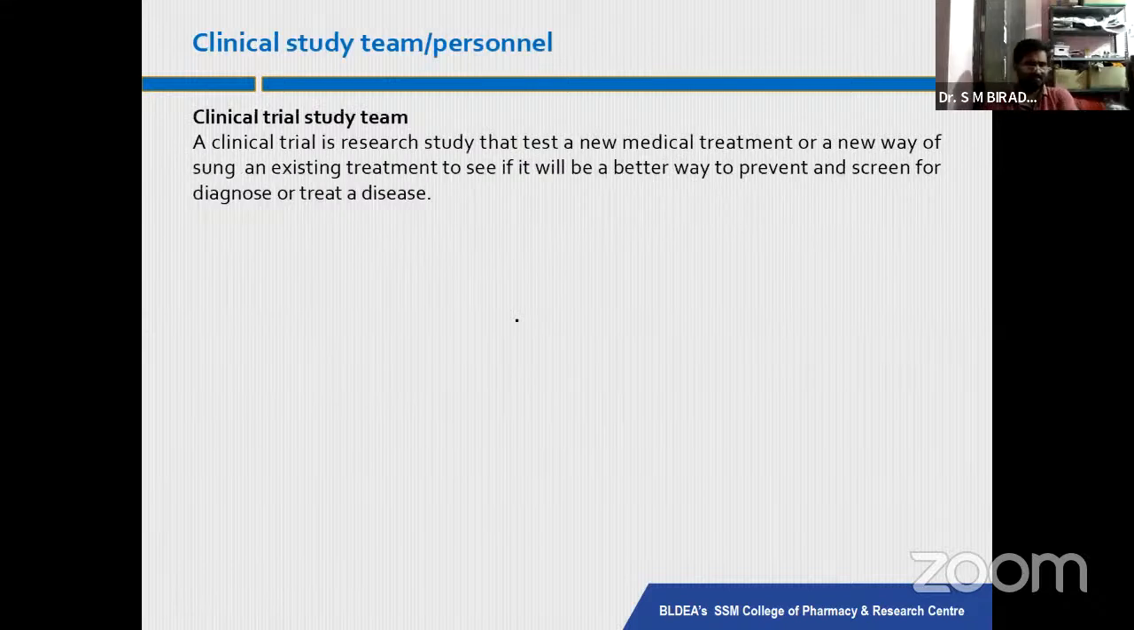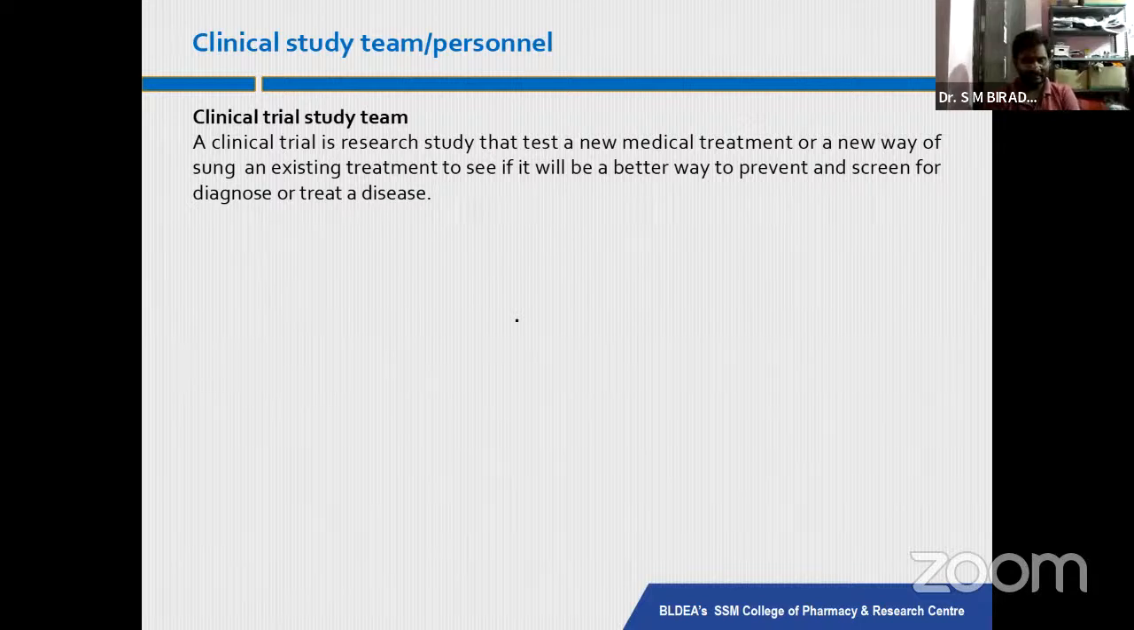Then what is this clinical trial team or person? The people who are involved in the clinical study are all called personnel. He or she might be the investigator or coordinator. It might be a pharmacist, a nurse, an auditor, a financier, or a sponsor. So everybody can become clinical study personnel, or sometimes it is collectively called the team.